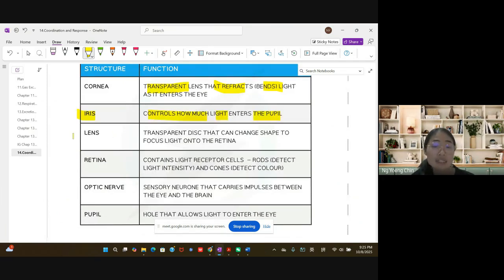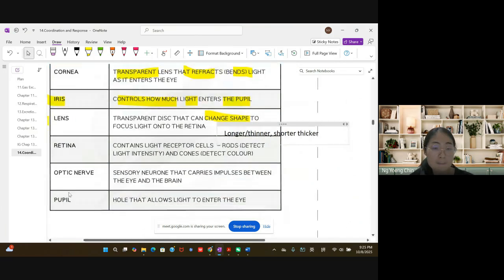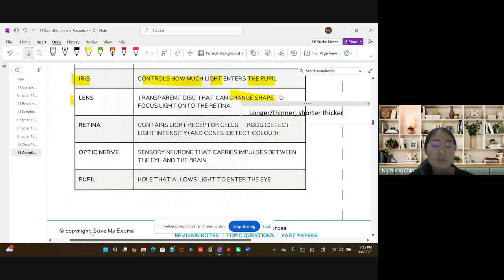So for the lens, it can change its shape. This means it can appear longer and thinner or shorter and thicker. They can change the thickness of the lens, either becoming longer or shorter, thicker. In the retina, they contain the light receptor cells, which are the rods. These rods can detect the light intensity and the cones detect the color.